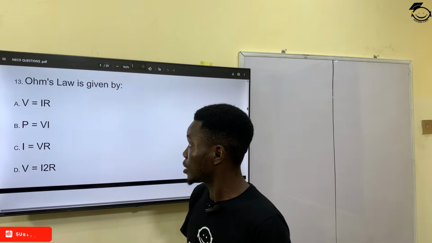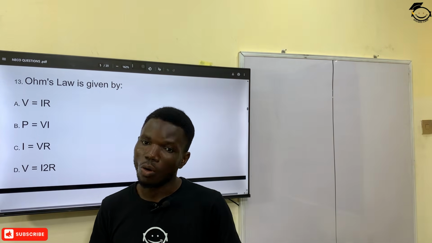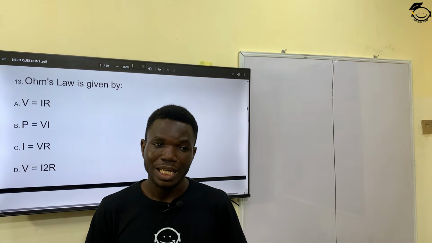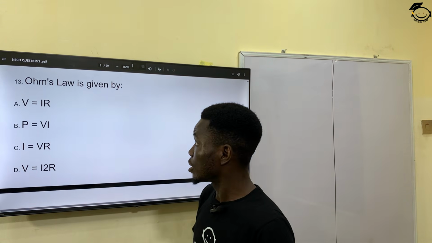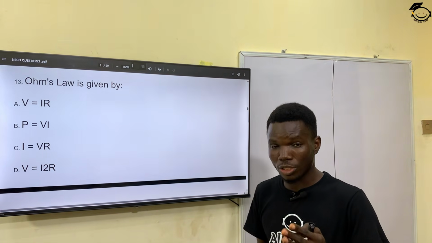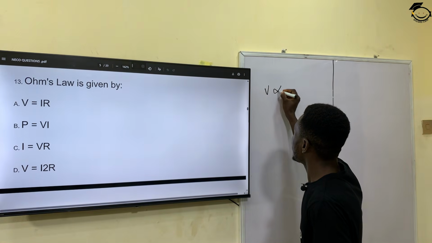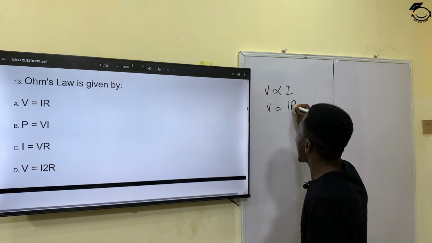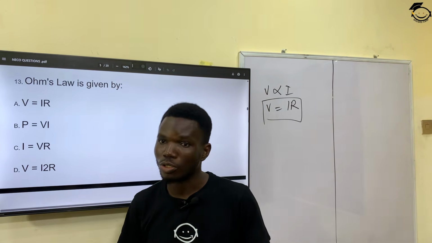So question number 13 says Ohm's law is given by that. They are simply asking for the formula for Ohm's law. And if you remember vividly well, Sir Ohm stated a law called Ohm's law, and he said that the current passing through a metallic conductor is directly proportional to the potential difference across both ends of the conductor, provided temperature and other physical quantities remain constant. What Sir Ohm was simply saying is that V is directly proportional to I, and that means that V is equal to IR. So this is the formula for calculating Ohm's law. So the correct answer to that question is option A.